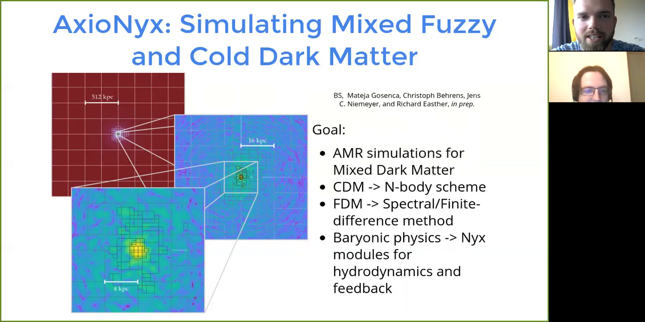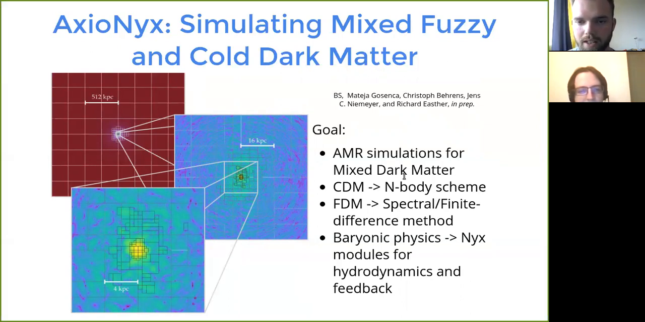And what we did is we implemented what we call Axion NUX, so an extension of the NUX code that can now do fuzzy dark matter dynamics as well. And with this code, we could now, for the first time, basically redo those quantifications, but now with mixed dark matter. So where we have fuzzy and cold dark matter alongside each other with varying fractions.